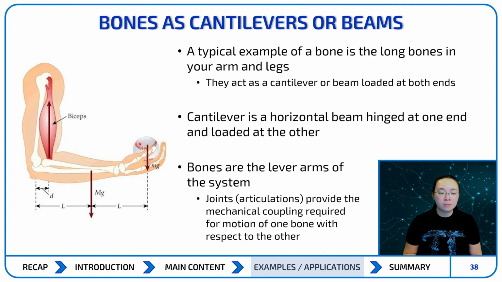We consider bones to be the lever arms of the system. You can have joints or articulations at each of the hinges, and they provide the mechanical coupling that allows for the motion of one bone with respect to another. So if you have more points of articulation, or basically more joints, you can have more fine-tuned movements, just like with your fingers.